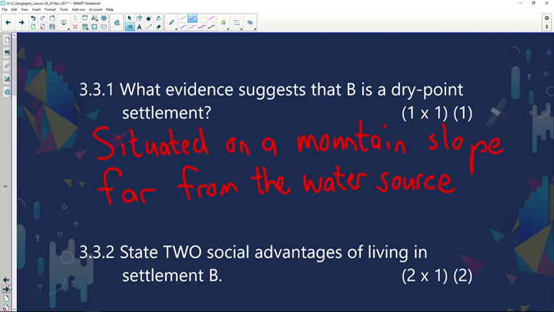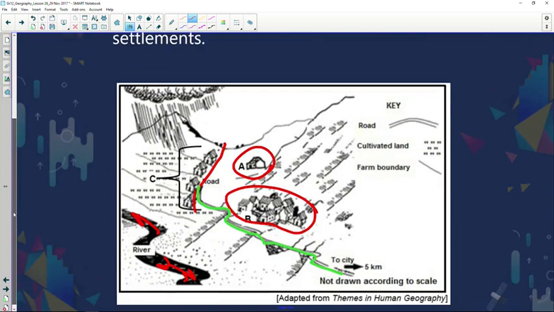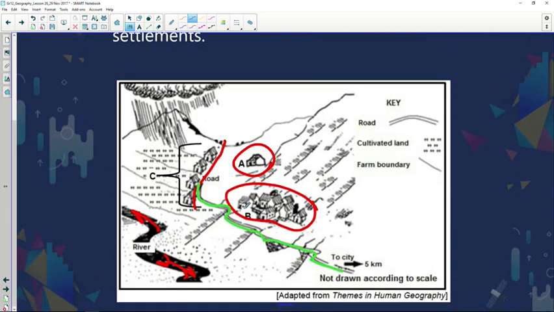Now, if you look at question 3.3.2, state 2 social advantages of living in settlement B. Now, let's just quickly have a look at settlement B. As you can see, they are definitely nucleated. They're living close together. In comparison to settlement A, it's isolated, far from everything else. Now, we already established it's a dry point settlement because it's far from the river. But what's the advantage of people living close together?